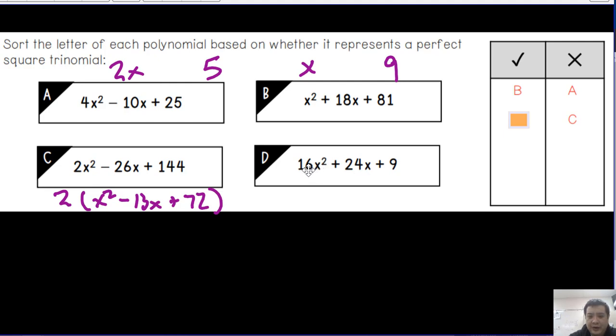For letter D, the square root of 16x squared is 4x. The square root of 9 is 3. 4x times 3 is 12. 12 times 2 is 24. So therefore, this is a perfect square trinomial.